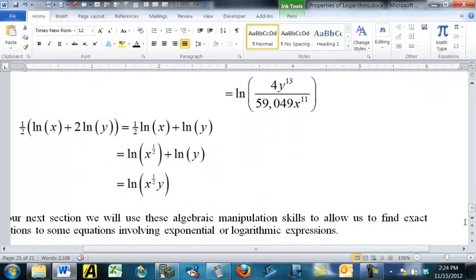And the next one, I can distribute the 1/2. You get 1/2 ln of x plus ln of y. That's ln of x to the 1/2 plus ln of y, which is ln of x to the 1/2 times y. You could also write that as ln of y times the square root of x if you'd like.